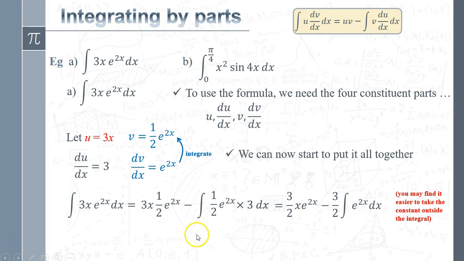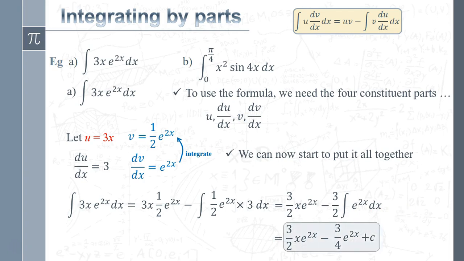So off we go again. Let's go for our second round. That first term stays exactly the same. We haven't done anything with that. And then we've got 3/2 times the integral of e to the 2x. Integrate e to the 2x is half e to the 2x, so now we've got minus 3/4 e to the 2x, and stick on the plus c as our constant of integration, and there we go, we are done.